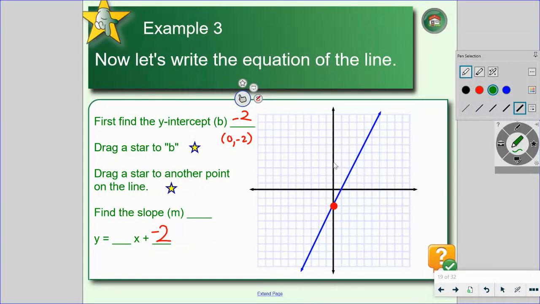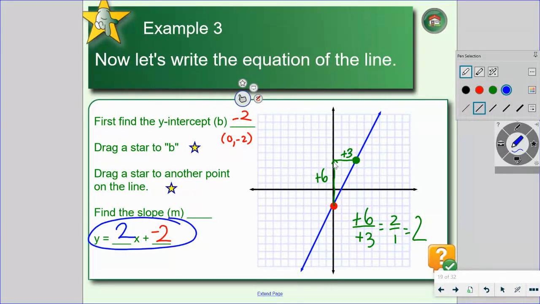Now I got to be careful here. You know what? Just for kicks, I see the one way up here. That one looks great. So I'm seeing a rise of 1, 2, 3, 4, 5, 6, and it goes up, so it's positive. I'm seeing a run of 1, 2, 3, and it goes to the right, so it's positive. So I'm seeing a rise of 6 and a run of 3, which reduces to 2 to 1, or you may just simply use 2 as the slope.